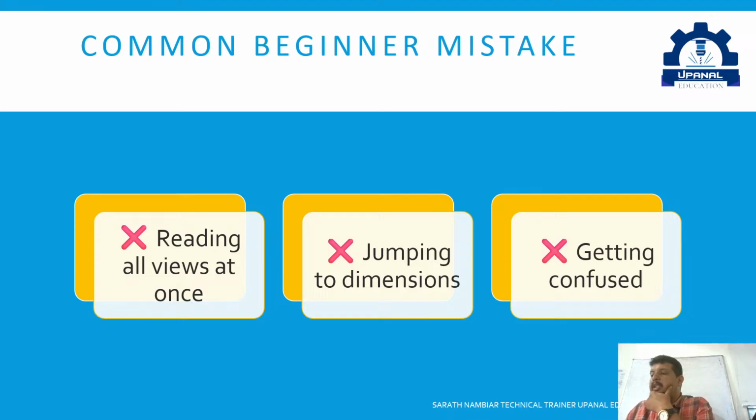Let me tell you something very important here. This is where some beginners go wrong. They try to read everything at the same time. All views, all dimensions, all details. Naturally, the brain gets overloaded. Then they say drawing is difficult. But the truth is, the drawing is not difficult, the approach is. Instead, follow a simple order, one step at a time. First projection, then the main view, then visualization. Never hurry. Even if you take a few extra minutes, it's okay. Because one correct understanding is better than fast confusion. That's how the professionals think.